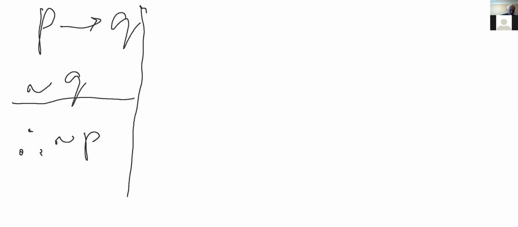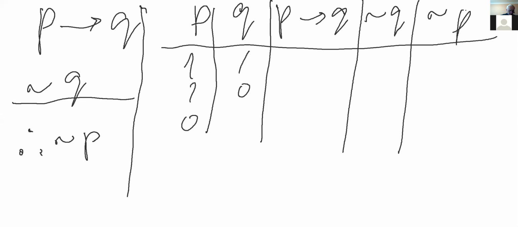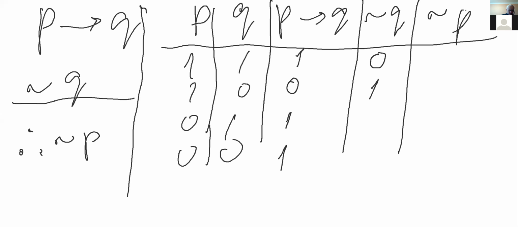So we have P, Q, P implies Q, not Q, and not P. 1, 1, 1, 0, 0, 1, 0, 0. P implies Q: 1, 0, 1, 0. Now not Q: 0, 1, 0, 1.